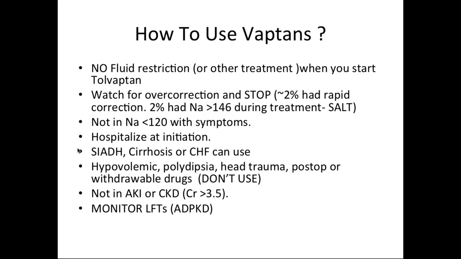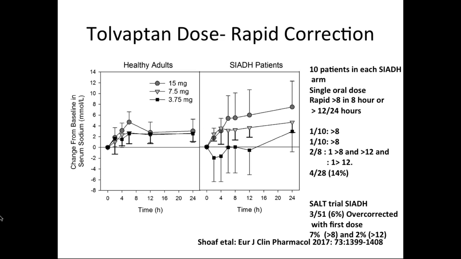The diagnoses it has been used for are SIADH, cirrhosis, and CHF, for which you can use it. If someone is hypovolemic, polydipsic, has head trauma, is post-op, or the hyponatremia is due to drugs which are withdrawable, don't use tolvaptan in those situations. Anyone who has AKI or CKD, it should not be used. In the trial, the cutoff was 3.5. From the ADPKD use of tolvaptan, there have been cases of severe liver dysfunction and liver disease. So if you're using tolvaptan for a longer period of time, we should monitor LFTs as well. Now let's look at some of the other studies which have looked at rapid correction.